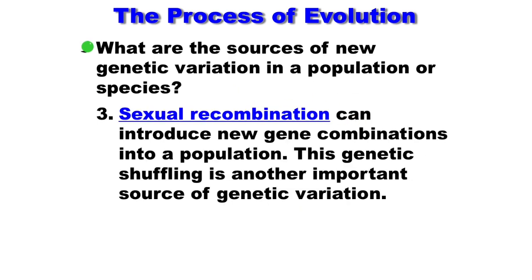What other sources of genetic variation? Sexual recombination. It can introduce new gene combinations into a population, or, again, allelic combinations. This genetic shuffling is another important source of genetic variation.